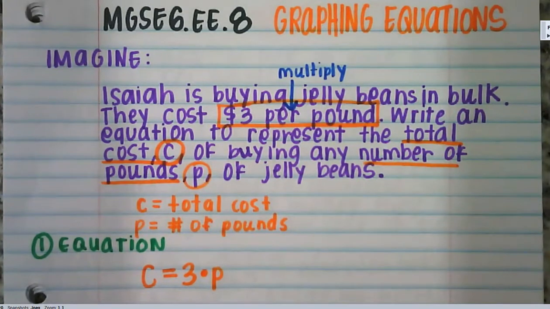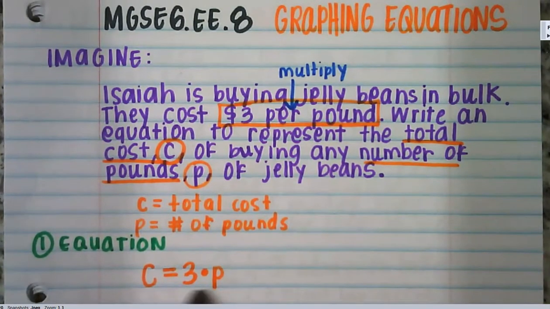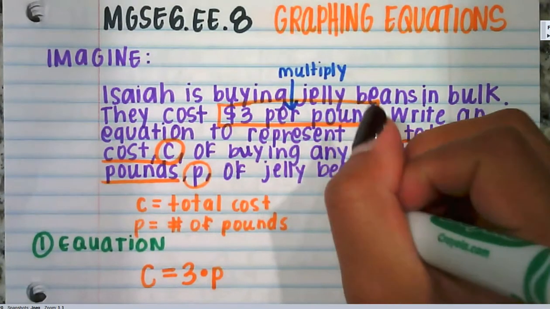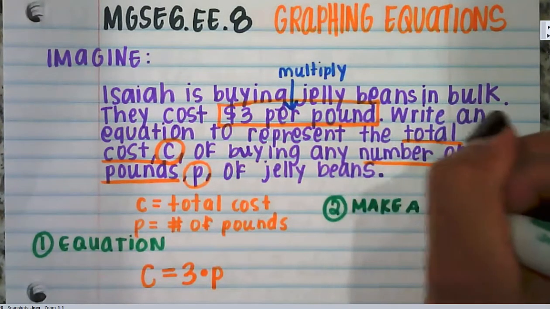Now the next thing we need to do is make our table. We have our equation. The total cost is $3 times the number of pounds we buy. So for 1 pound, we can find the cost by multiplying by 3. For 2 pounds, we can find the cost by multiplying by that number. So the second step, like I said, is to make a table.